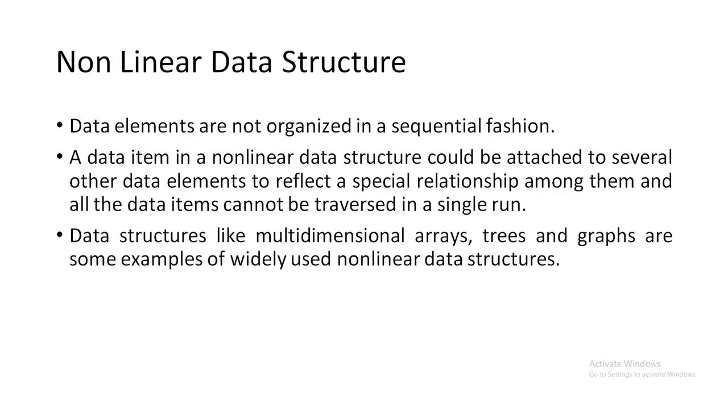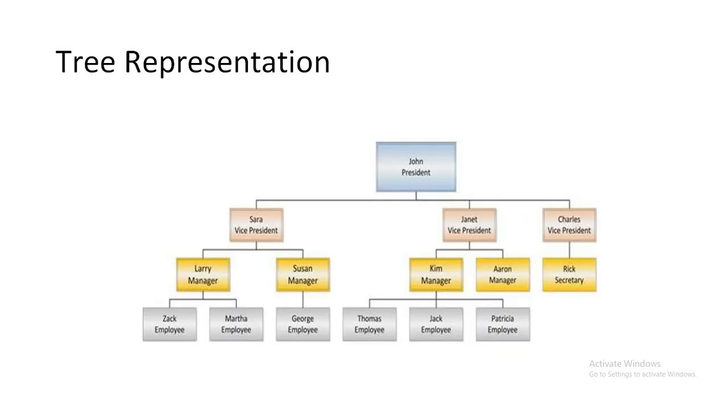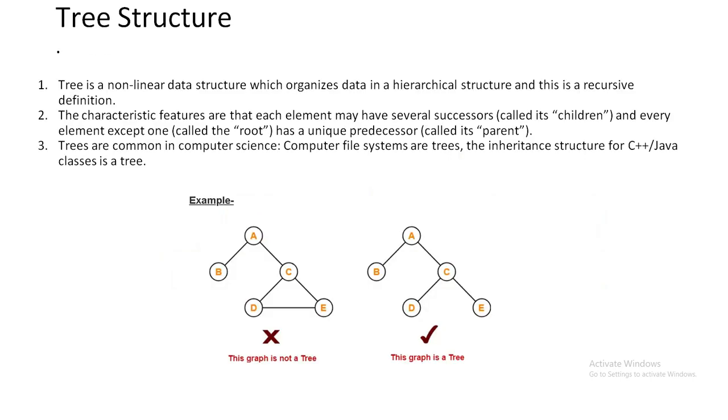The data items in a nonlinear data structure would be attached to several other data elements to reflect a spatial relationship among them. So multidimensional arrays, trees, and graphs are examples of nonlinear data structures. For example, to organize employee records in our database, we can use the table representation. So it starts from the president, the next level of employees, and then the manager level employees with the secretary, and the lower level employees are organized in the tree format.